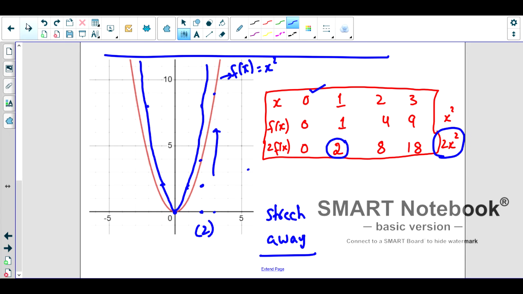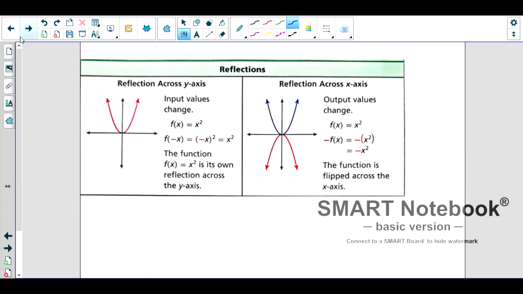Okay, let me summarize what we have done so far. According to the examples we have studied, if the input value is changed, it will have no impact on the graph. The graph reflection is the same. But if the sign of the output value is changed, then the graph will flip. Like if x square is opening upward, minus x square will open downward.